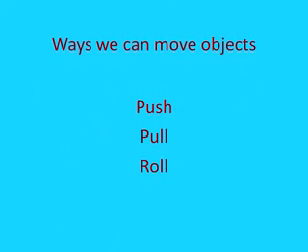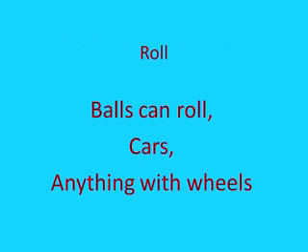There are also several different ways in which we as humans can move objects. These objects can move in ways such as pushing, pulling, and rolling. Rolling is something that we see in our everyday lives. The first thing I think of when I hear of an object rolling is something such as a ball or a car. The most common things that roll are things that have wheels because they're circles that go round and around. But other objects can roll as well.